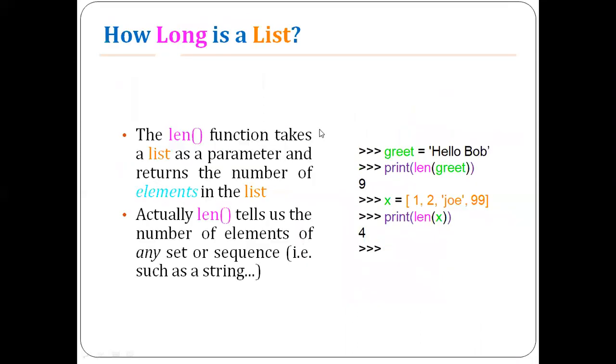And how long is the list? If you want to know the length of a list, you can use a function called the length function. The length function takes a list as a parameter and returns the number of elements in the list. That is how many elements you have in the list. It counts the number of elements and returns the total. Actually, the length function tells us the number of elements of any set or sequence, such as a string.